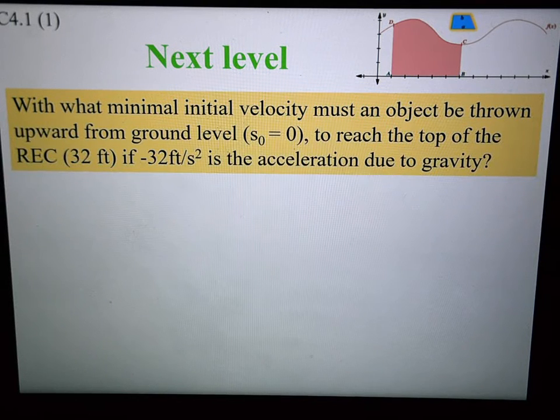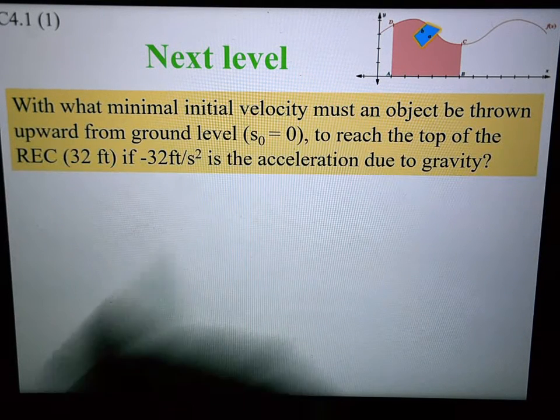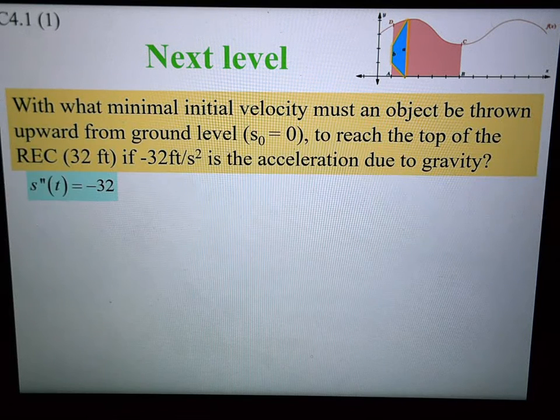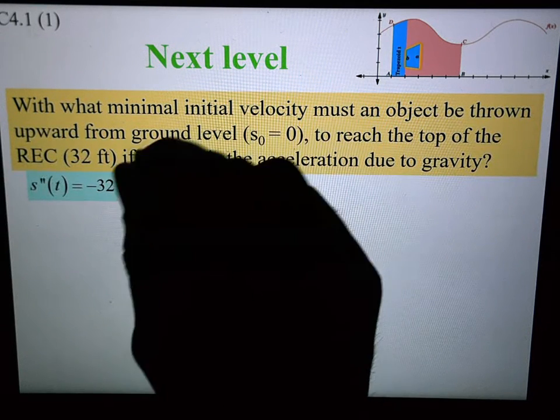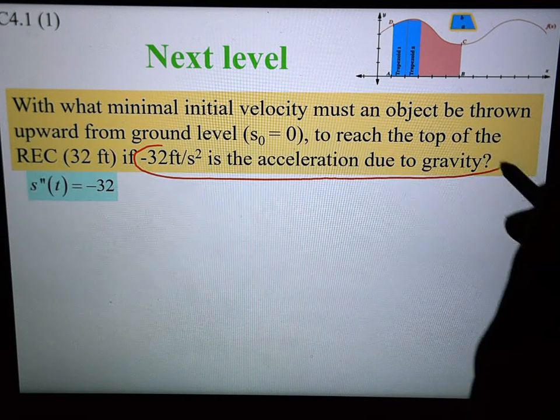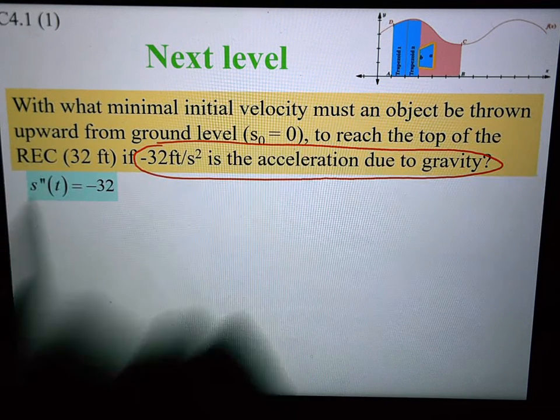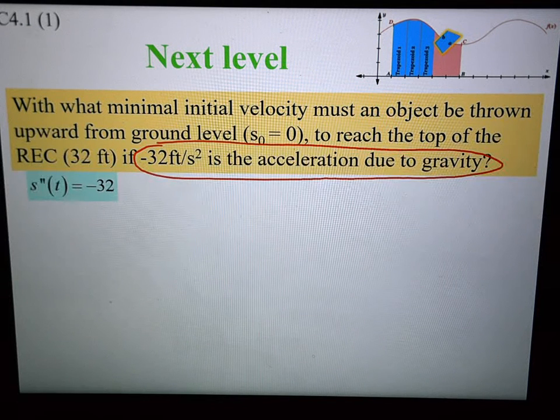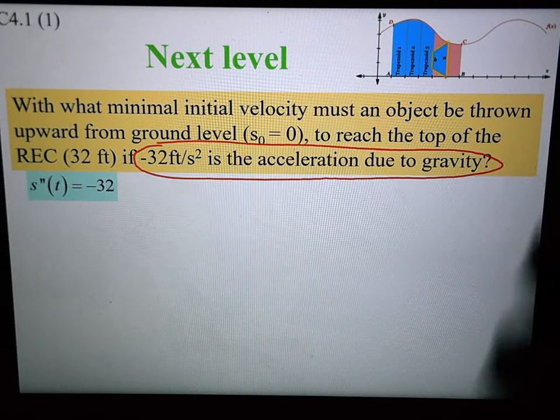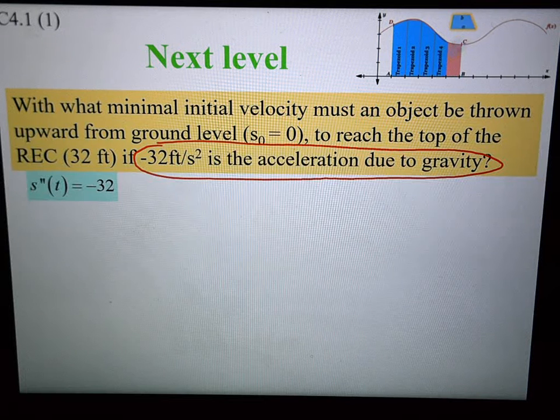Okie dokie. So now, here's what we start. We're going to start with the acceleration due to gravity. If this is the acceleration due to gravity, let's start with that as our second derivative. By the way, if I didn't mention it, our second derivative is always acceleration.